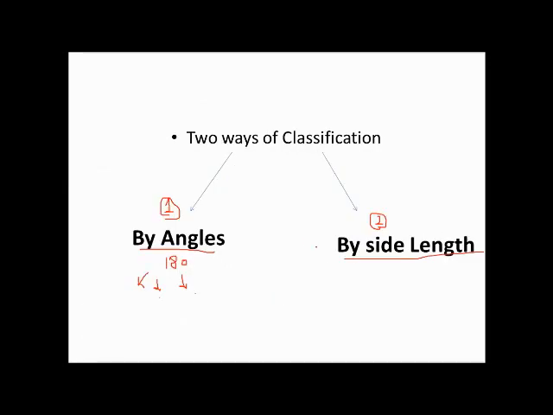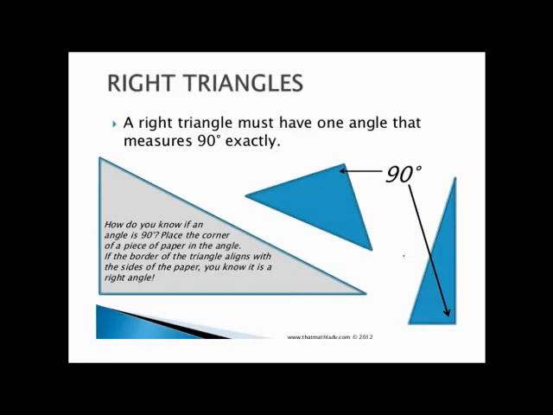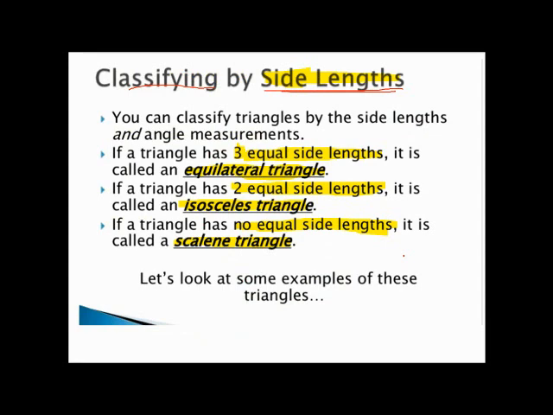Now if I'm going to classify the triangle by its side length, we are going to have 3 types of triangles. The first one is the equilateral triangle. The word equi means equal. So an equilateral triangle has 3 equal side lengths. We will explain further now.